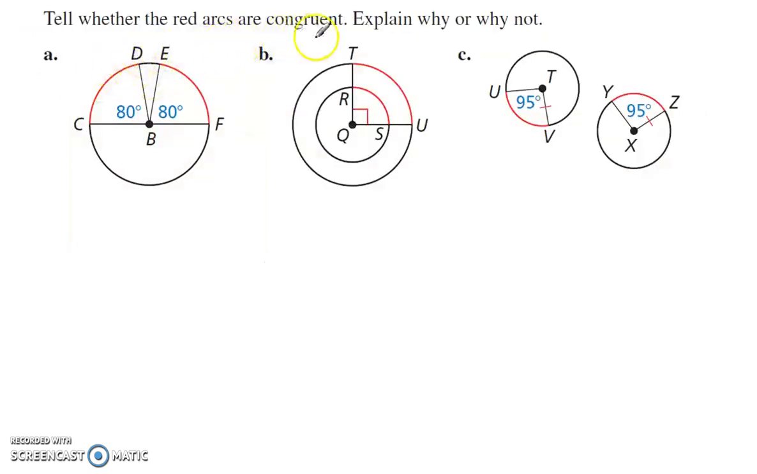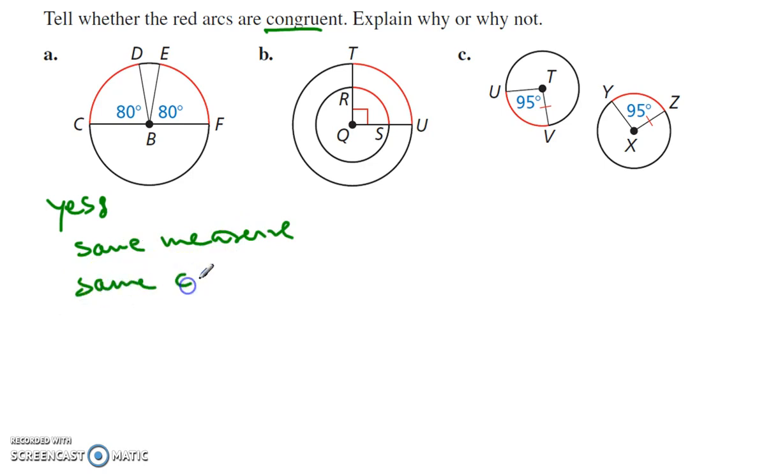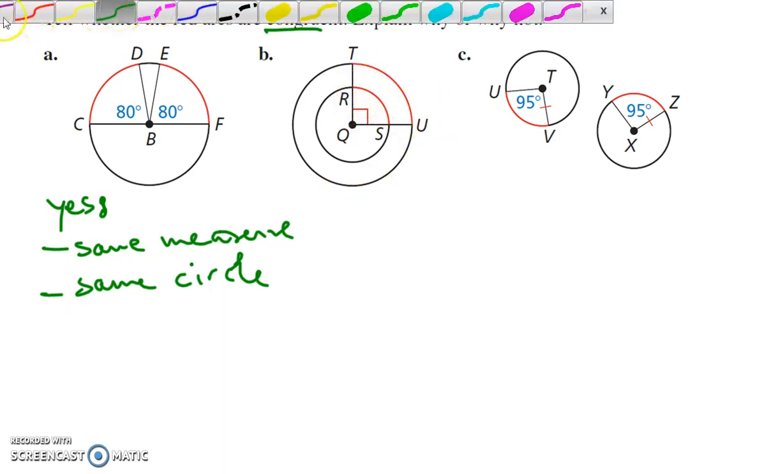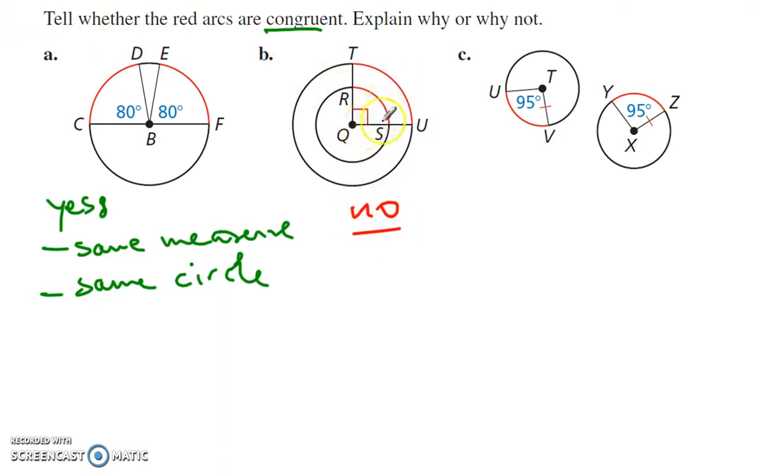Alright. Tell whether the arcs are congruent. Explain why or why not. Here we have one circle and the same measure. Yes. Same circle. Remember, just being the same measure is not enough reason. Because here these two have the same measure, they're 90 degrees, but the answer is no. Why? Because different circles.